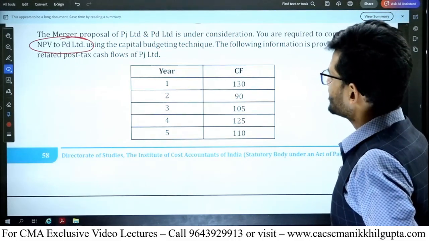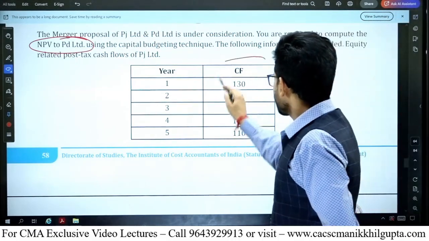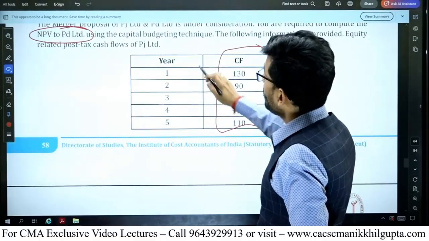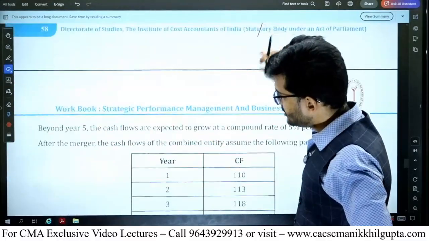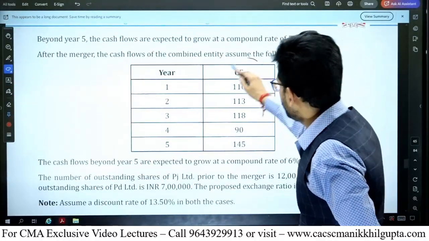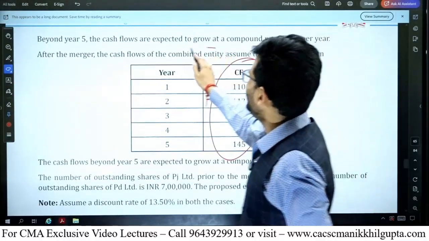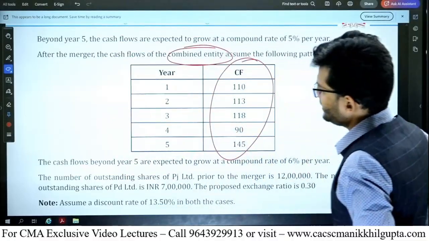Equity related post-tax cash flows are given to you. So these are the post-tax cash flows which are given to you of PJ. These are of the PJ. And if both of them merge together, then these are the cash flows of the combined entity.